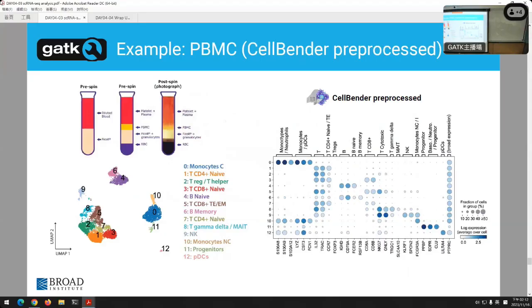And that's very important for understanding the differences. Otherwise, your T cells all look the same, but it turns out there are multiple different types of T cells that you can see only when you've removed that noise. Good?